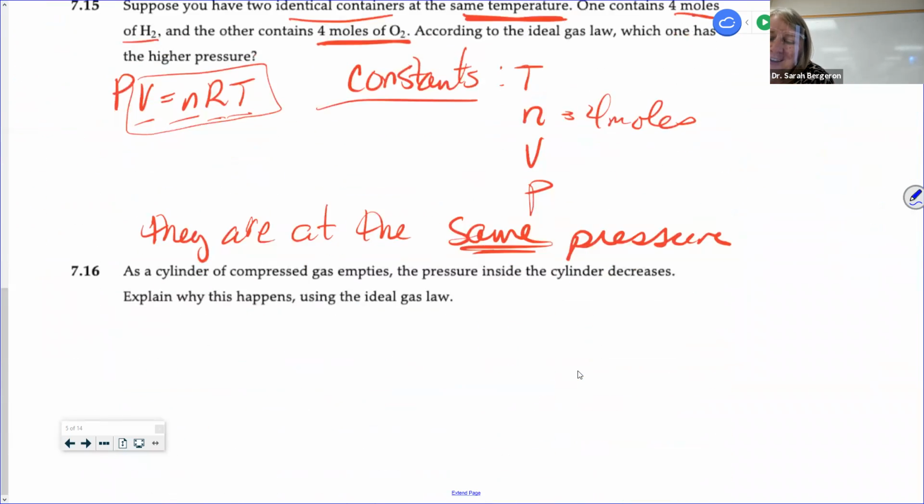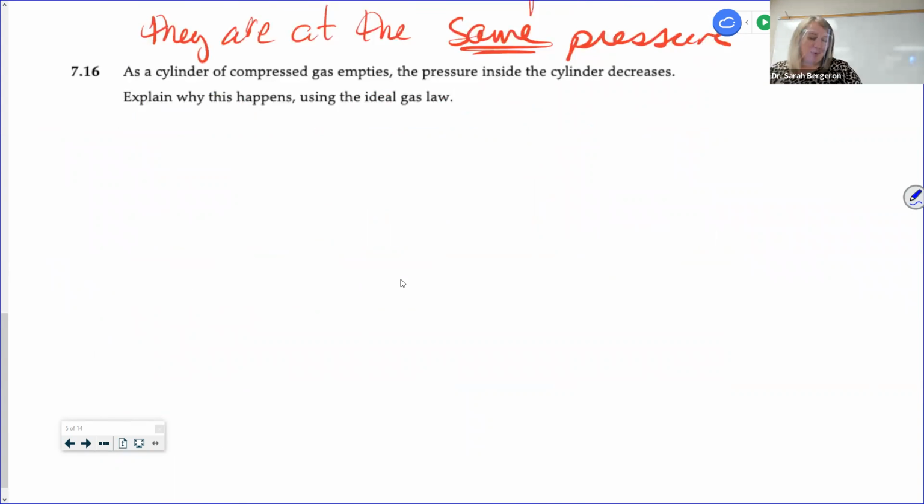Okay. All right, here's another one of those explain ones. A cylinder of compressed gas empties. The pressure inside the cylinder decreases. Now think about a cylinder. Is a cylinder the same thing as a balloon? No. If you have a business that does helium balloons, your cylinder that contains the helium, is it ever going to change volume? No, it's a fixed volume container. That's what a cylinder is.